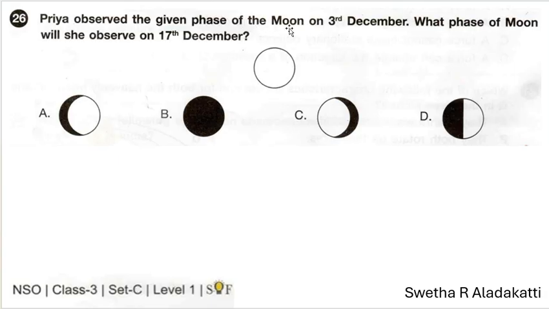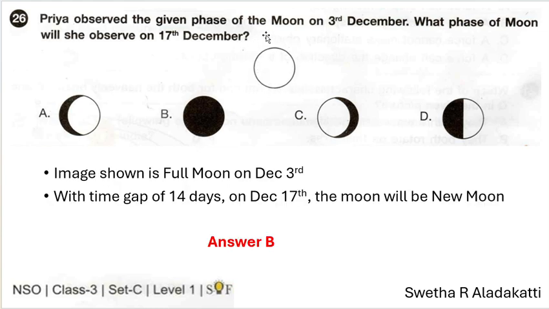26. Priya observed the given moon on the 3rd December. What is the phase of the moon she will observe on 17th December? Let's see the answer. So this is a full moon on 3rd December, which is Purnima. 17th December from 3rd December makes 14 to 15 days. So in 14 to 15 days, full moon Purnima will turn to Amavas or new moon. So the answer is option B, new moon, Amavas.